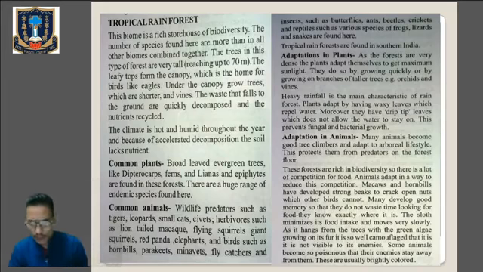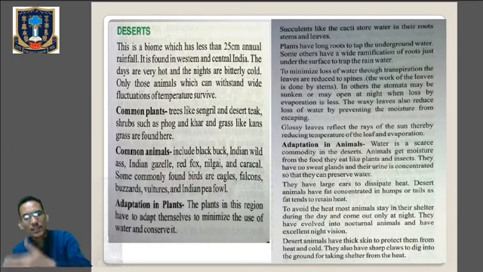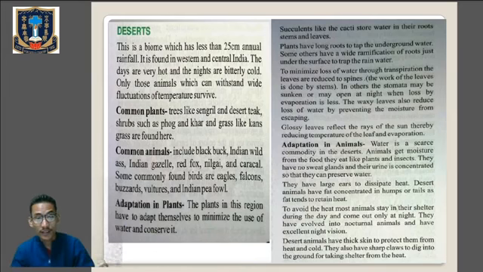Clear? Now let's go to the second biome, that is deserts, which have less than 25 centimeter annual rainfall, mainly found in western and central India. Days are very hot and the nights are bitterly cold. These are the characteristic features of the desertic biome. Only those animals which can withstand wide fluctuations of temperature can survive in the desertic biome.